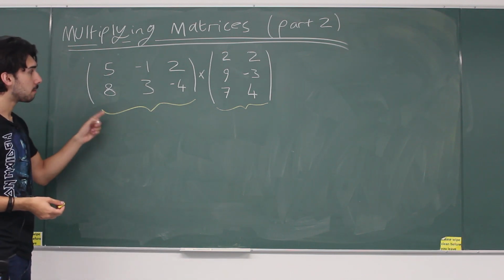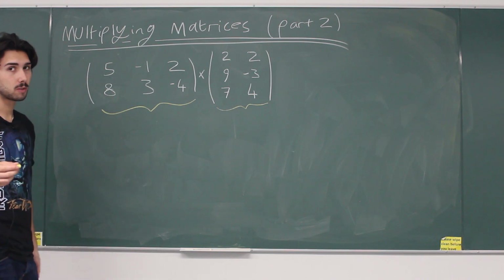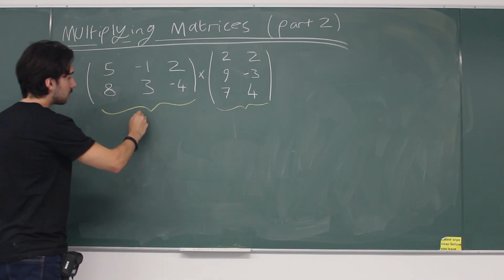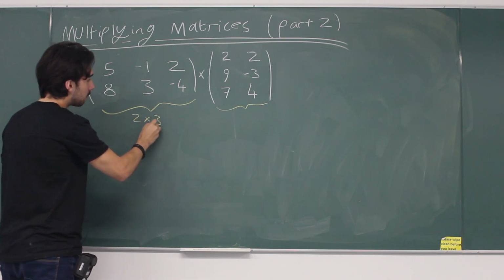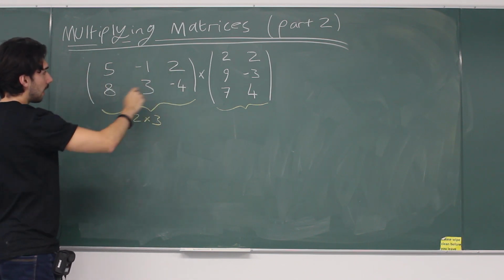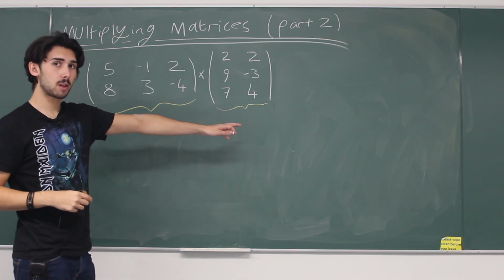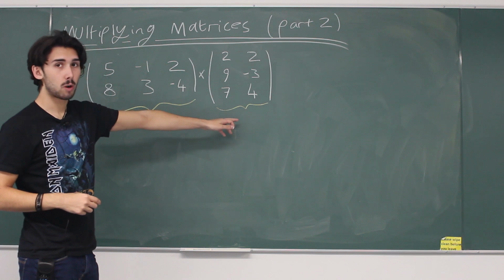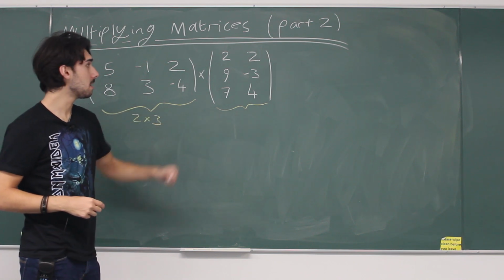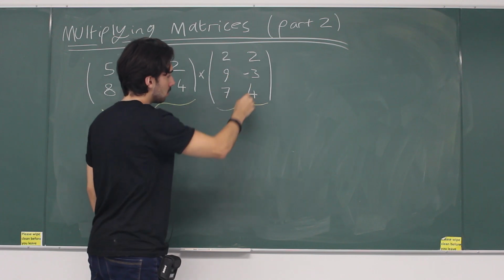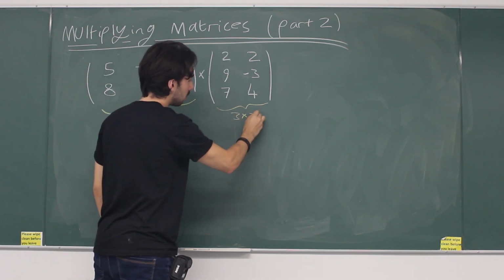So what's the dimension of the first matrix? Pause the video, have a think about what it will be. Okay, this is going to be a 2 by 3 matrix, because it has 2 rows and 3 columns. Okay, what about this one? Pause the video quickly. How many rows and columns does this one have? What would the dimension be? Well, 1, 2, 3 rows, 1, 2 columns, so it's a 3 by 2 matrix.